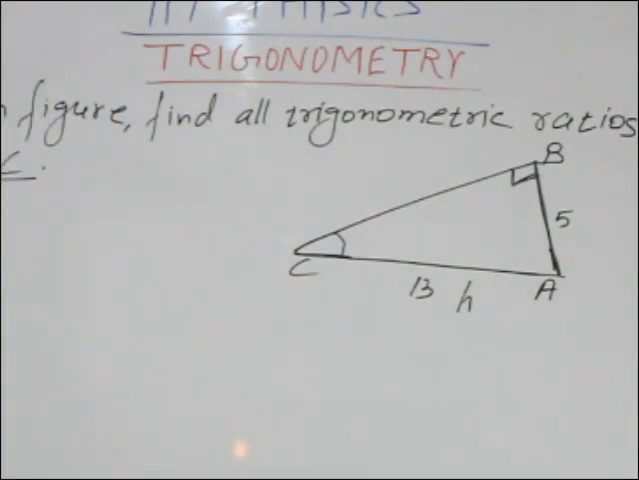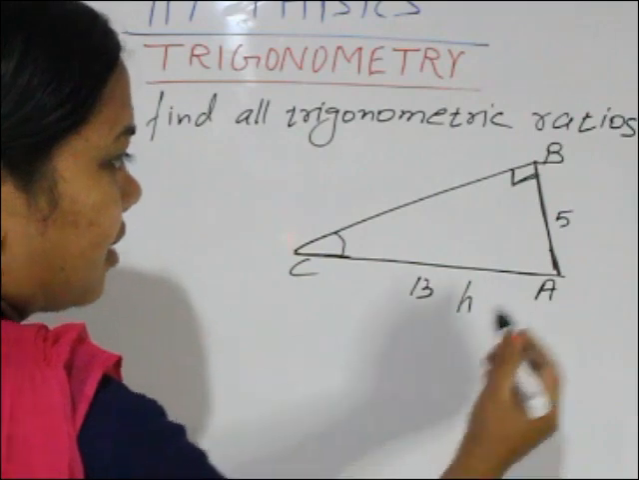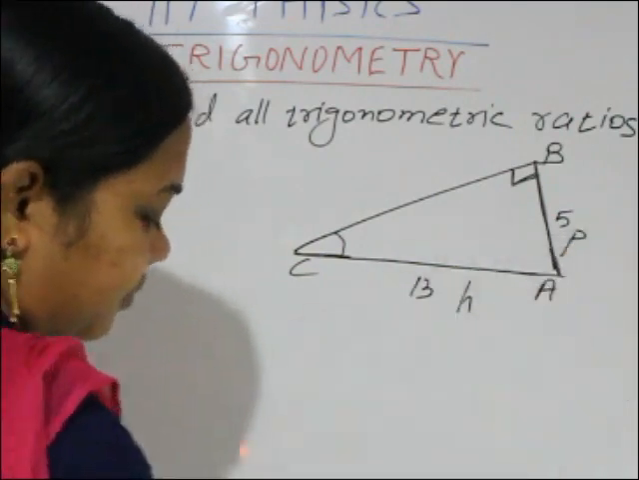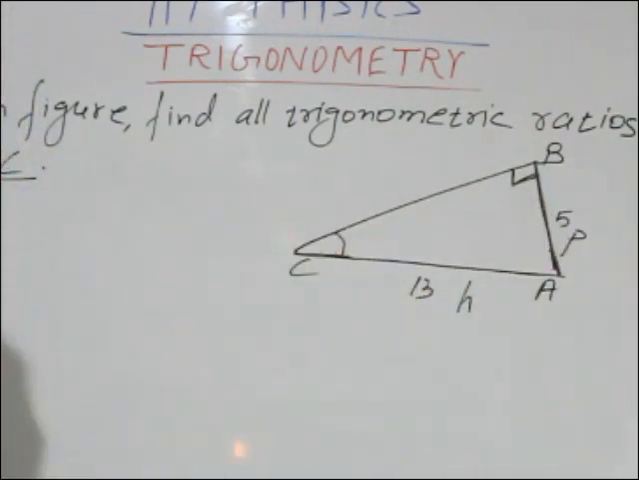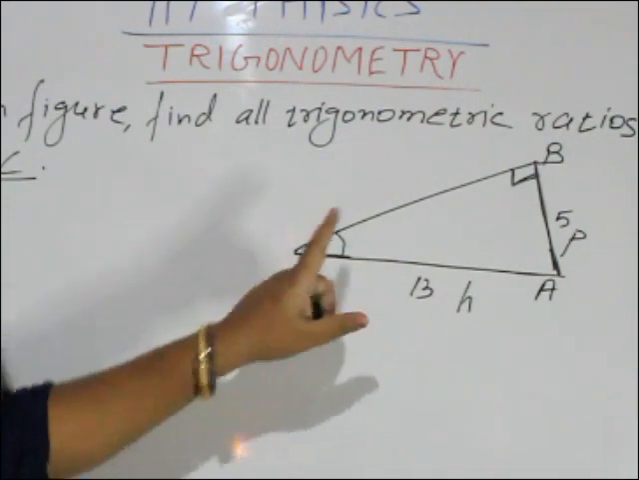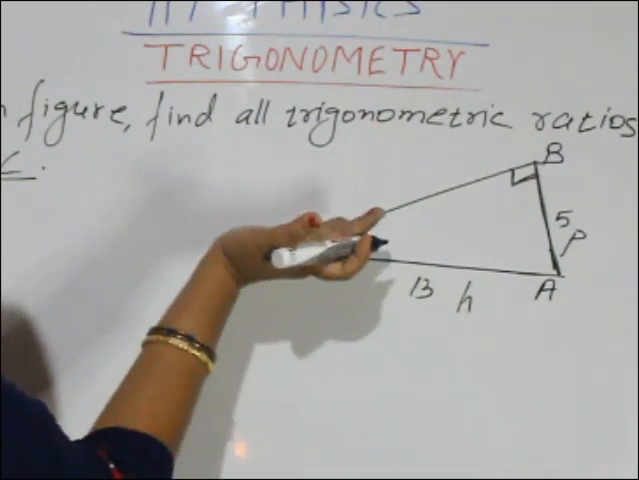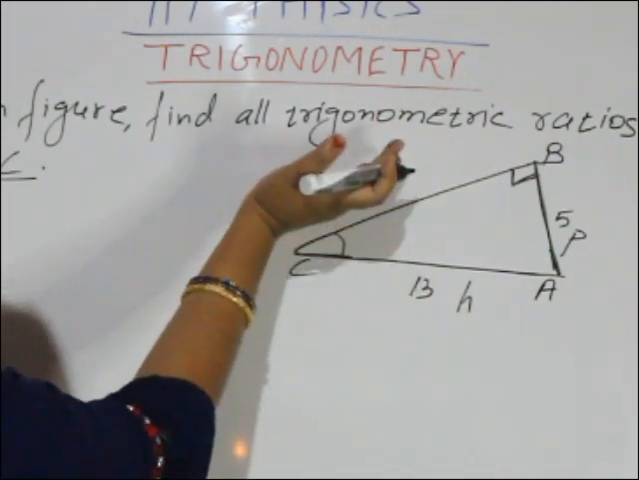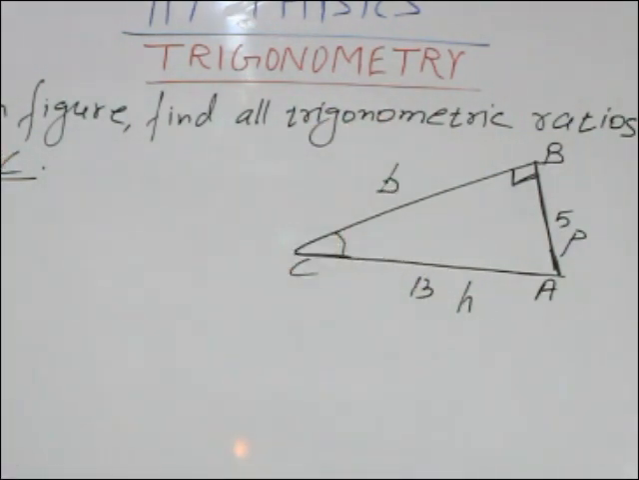So we know that the side opposite to the angle of reference will be perpendicular. The side opposite to the right angle is the hypotenuse. The side opposite to the angle of reference is the perpendicular. Then the side adjacent to the angle of reference, the adjacent side, will be the base. Clear? So it is now clear, PBH.